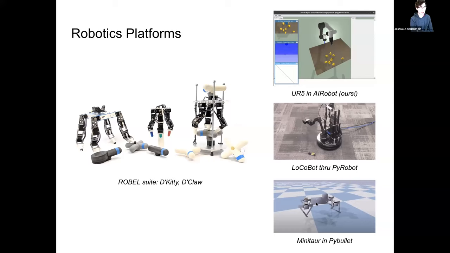The Minitaur is a popular low-cost quadruped, which has pretty dynamic behaviors, and there's a PyBullet simulation environment for that. Google also has the RoboSuite. These are robots with dynamic actuators that can be configured in this kitty shape. This is the D'Kitty on the left and D'Claw on the right. These are common for running low-cost experiments on manipulation and locomotion. There are also simulation environments for these.